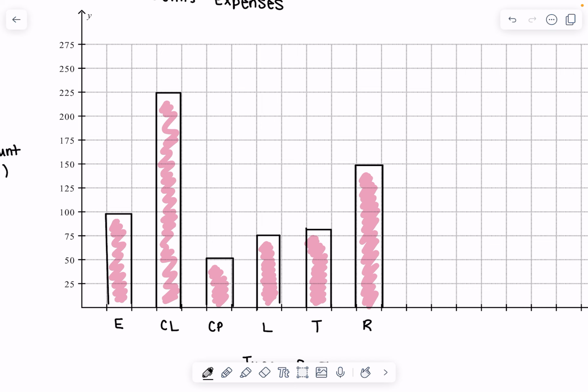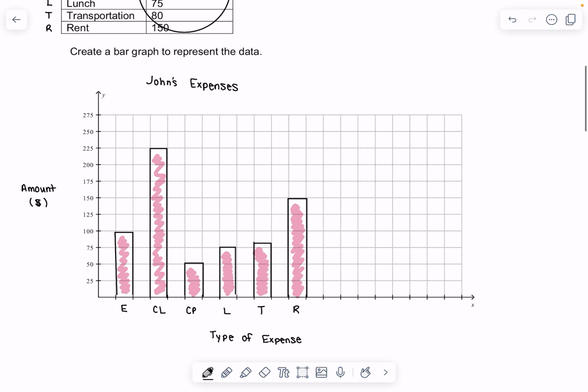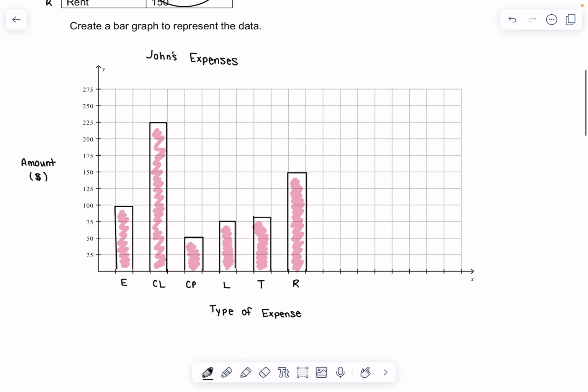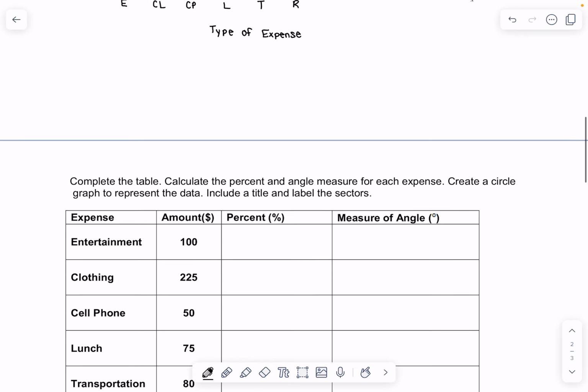Another thing is the scale always goes up by the same amount each time. So for this one, it's going up by $25 every single time. That's how you create a bar graph. This is the question that we're going to be doing on Google Sheets.